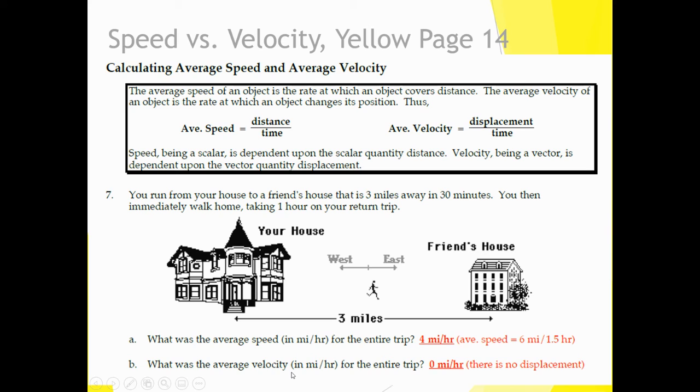Part B, what is the average velocity in miles per hour for the entire trip? It's actually 0 because there's no displacement. You start at your house and you end at your house.